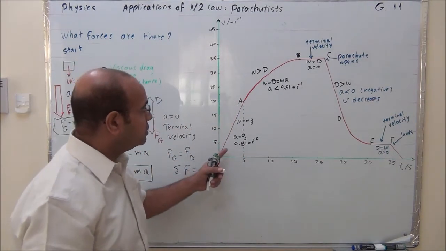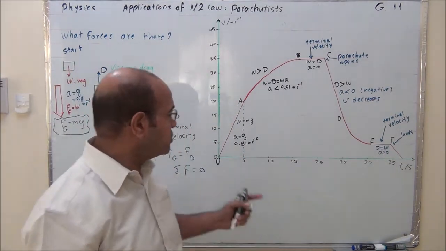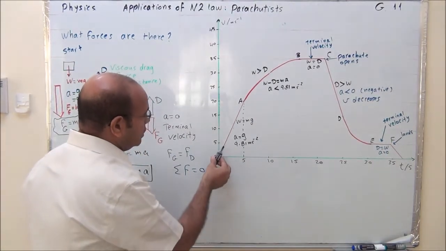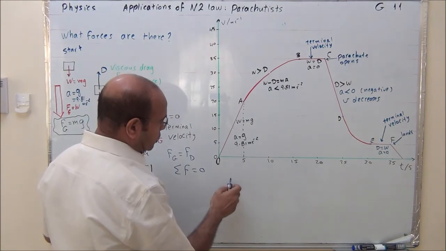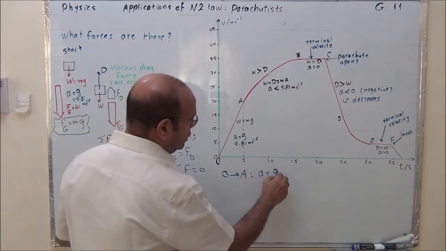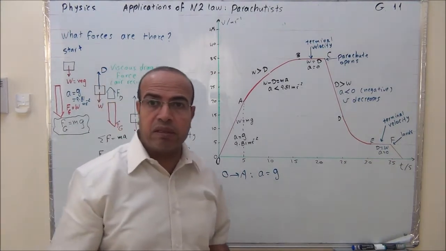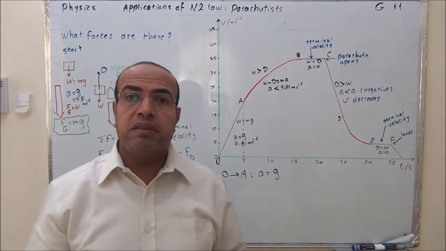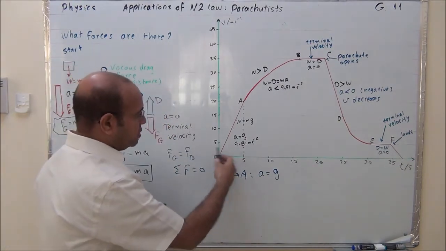We can get that acceleration from the slope, or it is constant. For that reason, it is a straight line. So from O to A, the acceleration equals g. It is a straight line because g is constant. We can calculate the distance traveled in this interval.